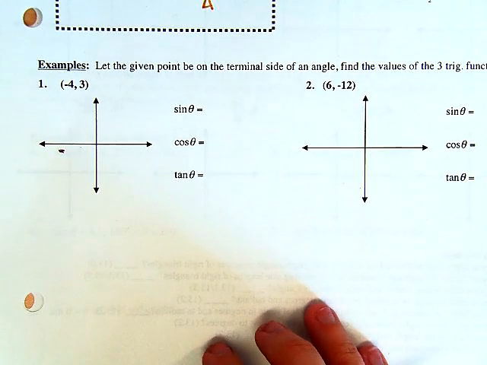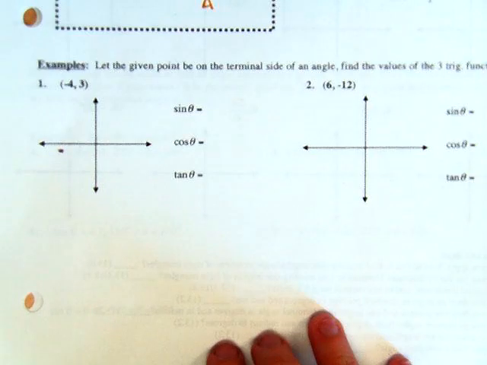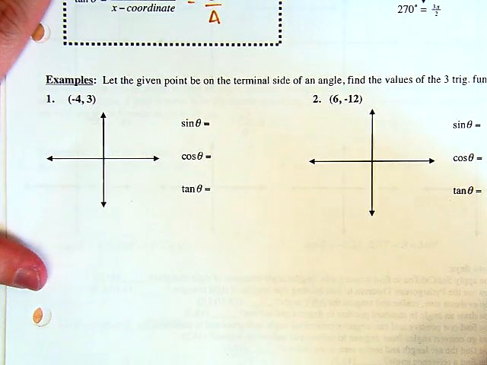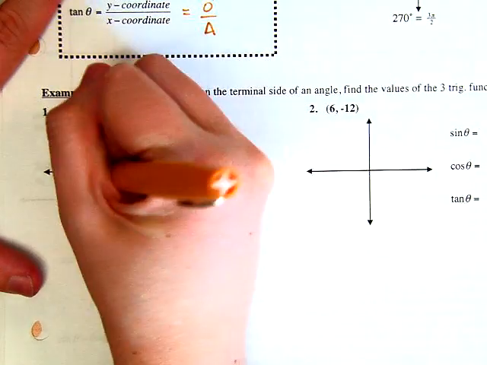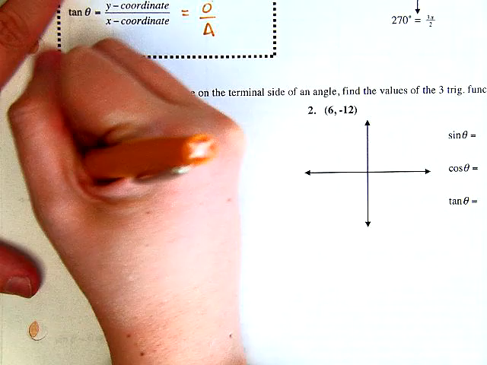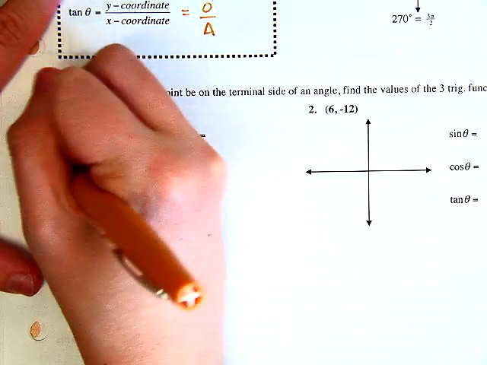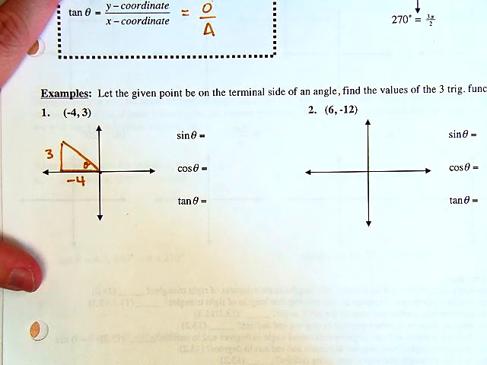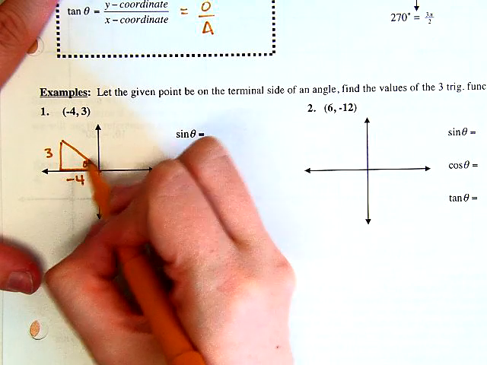So if you look here, let the given point be on the terminal side of an angle. Find the value of the three trig functions. So -4, 3. If you were in intermediate algebra and you're graphing that, you go -4 this way, up 3 this way. Triangle like that. -4, 3. And here's my angle. My angle is always right near my origin.